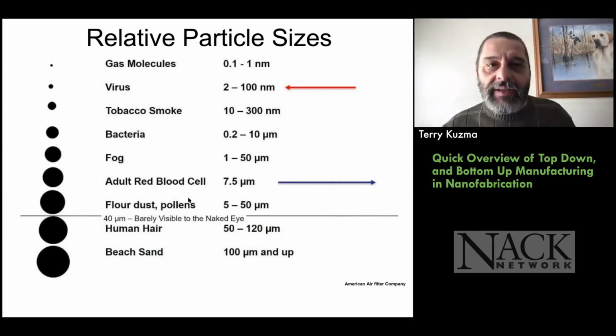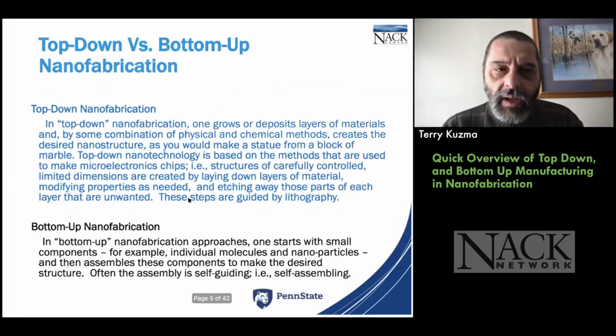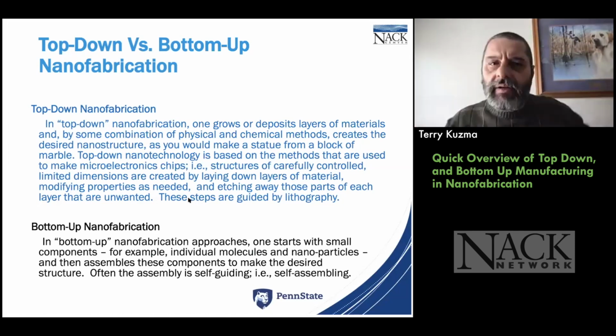So anyhow, this is top down versus bottom up. In top down nanofabrication, one grows or deposits layers of material, and by some combination of physical and chemical methods creates the desired nanostructure, as you would make a statue from a block of marble.